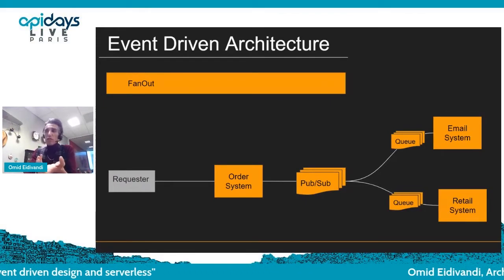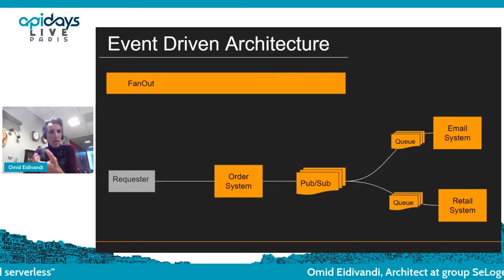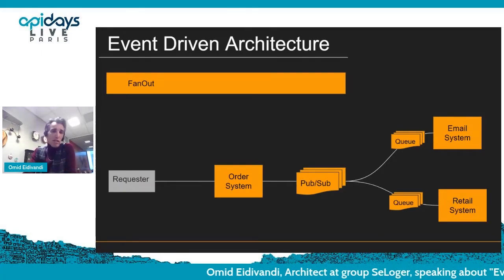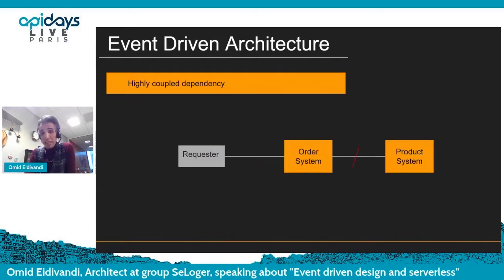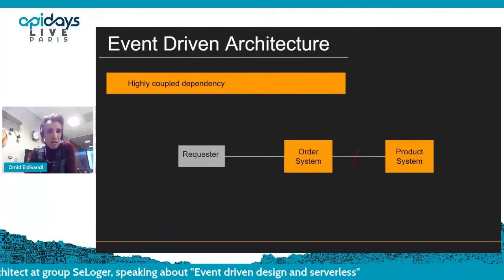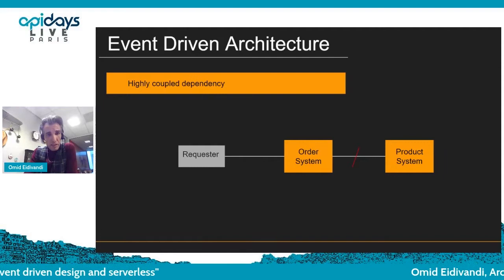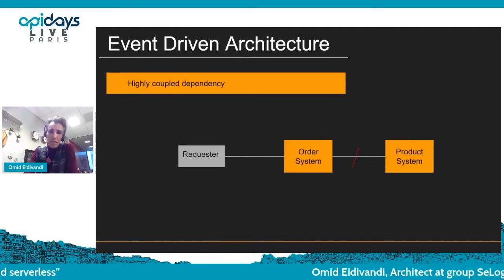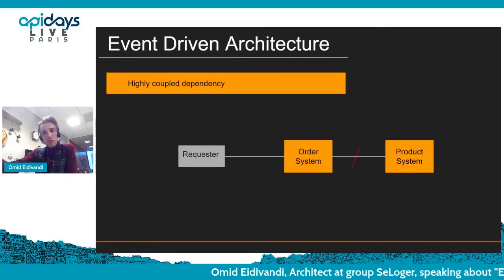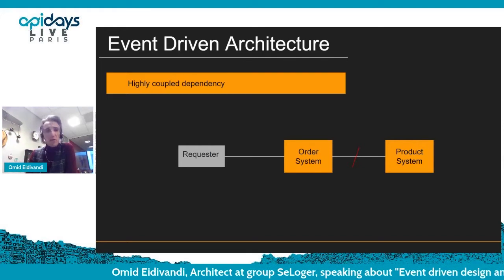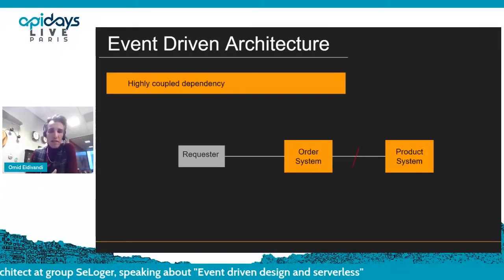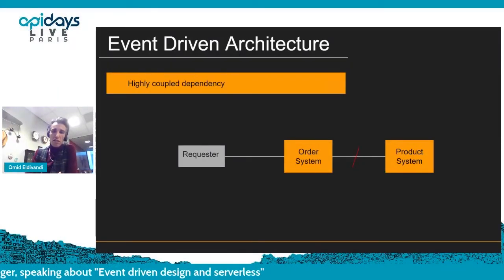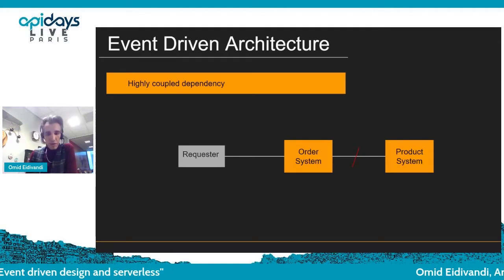But till now, we tried to resolve the loosely coupled dependencies. But for the highly coupled dependencies, like the product system, if any downtime or connectivity issue or any kind of disaster happens, or the system is under failure, without the queues for the retail system and email system, we could let the order system just be dependent on the product system, and it doesn't care about the other parts.